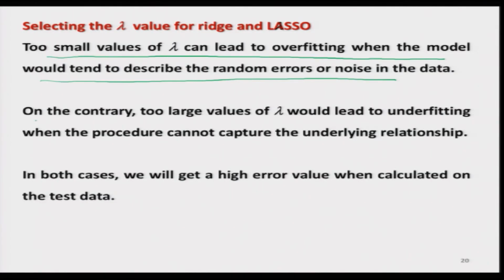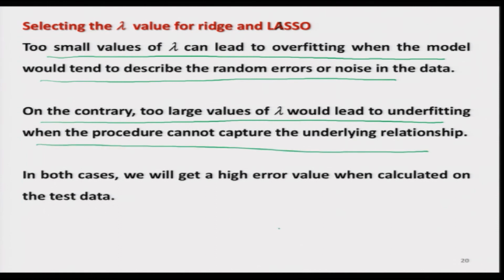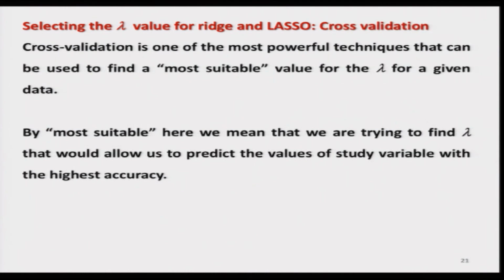Right. So that is what I am trying to say here in my slide, that the two extreme values of lambda would lead to underfitting, when the procedure cannot capture the underlying relationship. So in both cases, the model will not be good, and we will get a high error value when we try to experiment on the test data. What is this test data? I will try to show you.